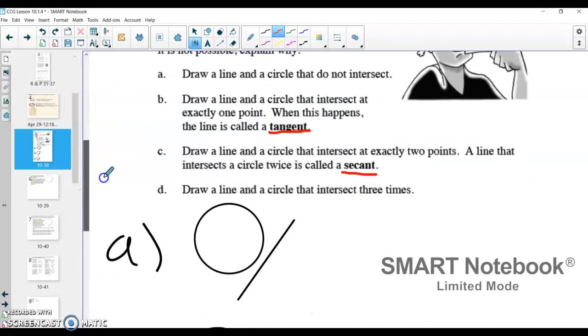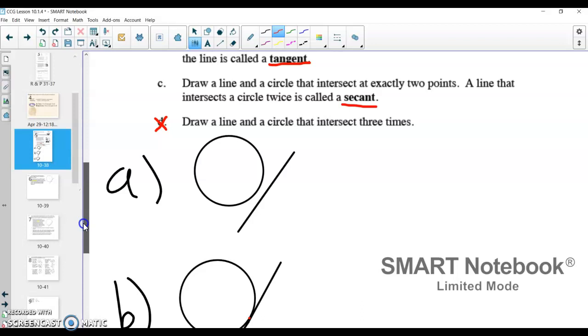And then part D, it says draw a line and a circle that intersects 3 times. I think I even crossed this out of our lesson because, one, you can't do it. The idea is that you can't draw a straight line that intersects a circle at 3 different points. And 2, I just don't want us to get stuck on that and just be like, well, I can't do it. It's like, well, you can't do it because it's not possible. So that's a great answer for this, is to say, well, it can't because it's not possible.